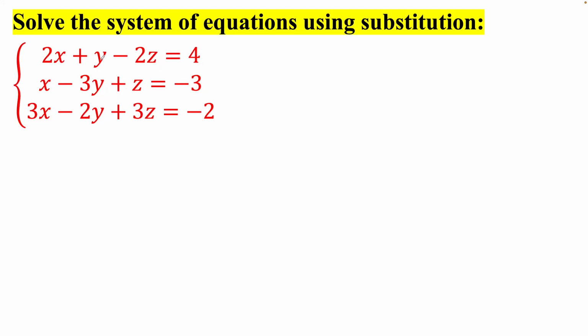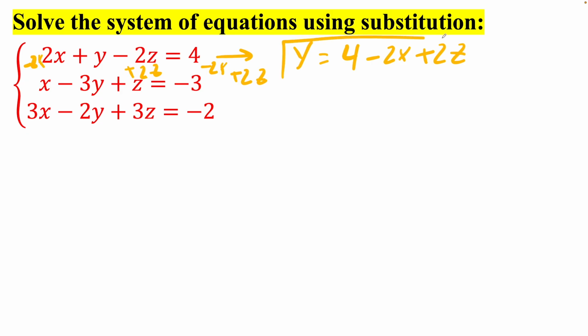You can get a y by itself. You can get an x by itself. You can get a z by itself. This time I'm going to get y by itself. So I'm going to minus 2x here, minus 2x here, plus 2z, plus 2z. And so we're going to get y is equal to 4 minus 2x plus 2z.